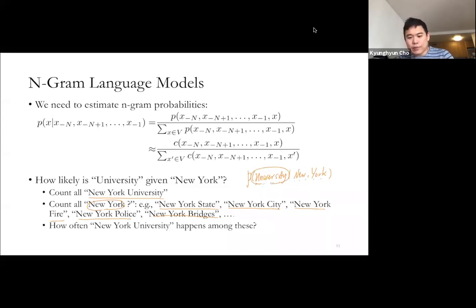And that's what I meant by maximum likelihood estimation and how that corresponds to the example of tossing a coin earlier. So I'm going to toss a coin a lot, that is, tossing New York. And then among them, I'm going to count how many ended up with university following New York. That is the conditional probability of university given New York. This is how we are going to estimate the n-gram probabilities over the entire corpus. And again, this is an estimate and not exact, because we're working with a finite amount of data without any ability to check whether all those assumptions necessary for maximum likelihood estimation to be unbiased and consistent hold.